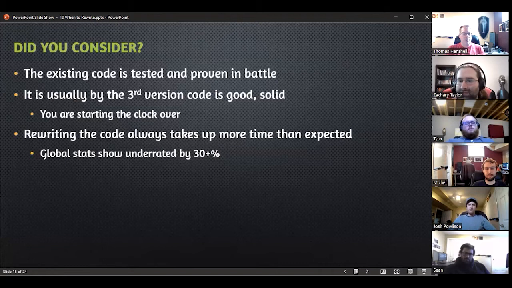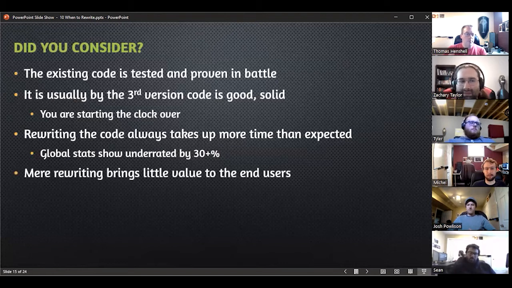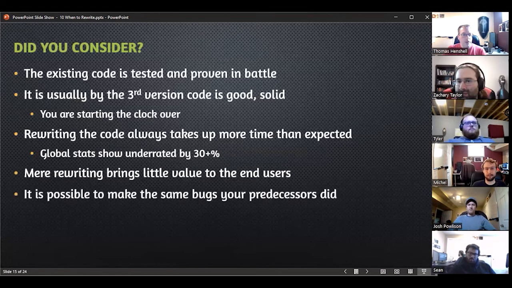Okay. So they say the global stat is 30%. It always looks easier to rewrite. Mere rewriting brings little value to end users. Okay, so every fan that's watching this thing and going, oh man, these guys spend like 2 months rewriting parts of Archmage. All of this delays the release by 2 months, right? It's the features that need to be done. So it's just kind of treading water.